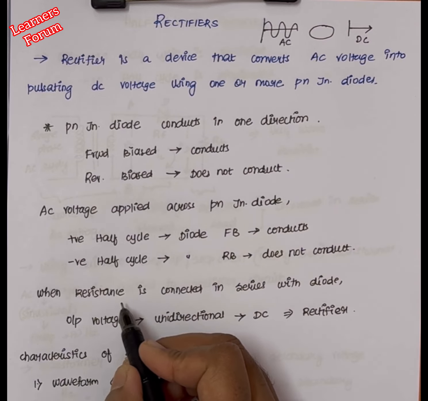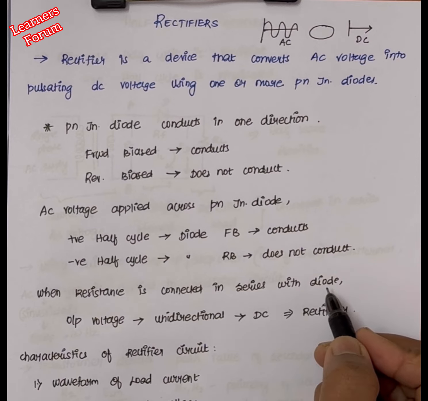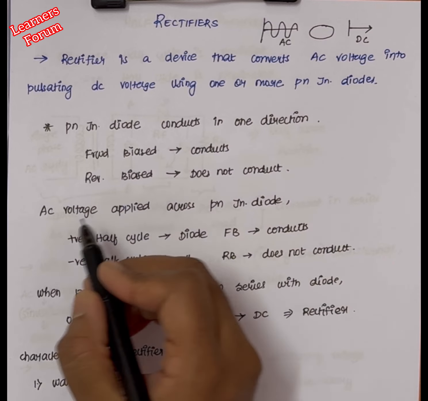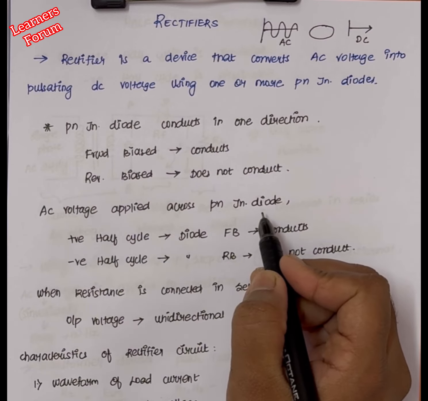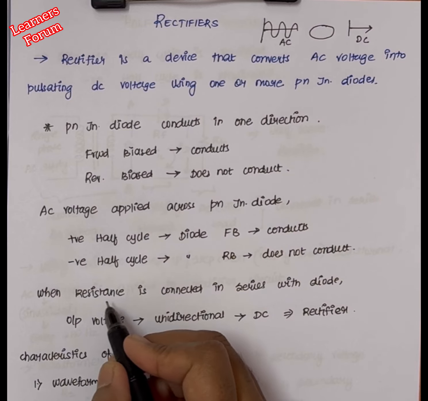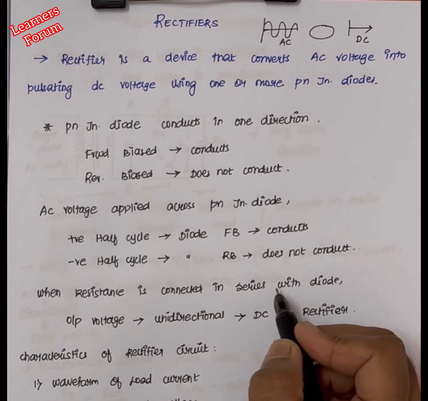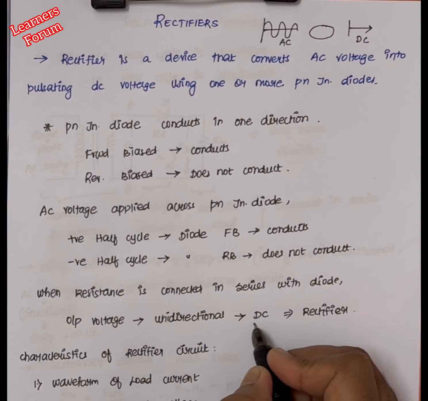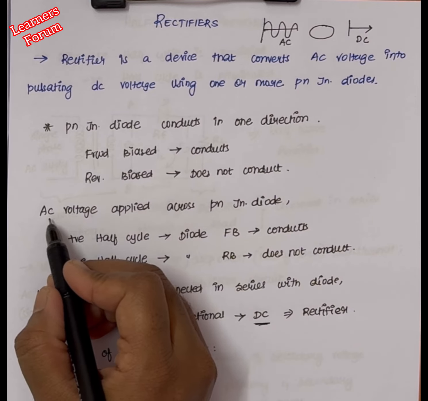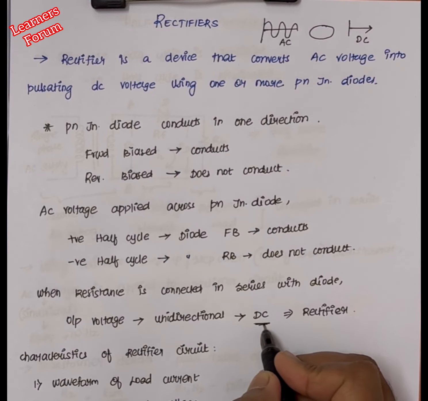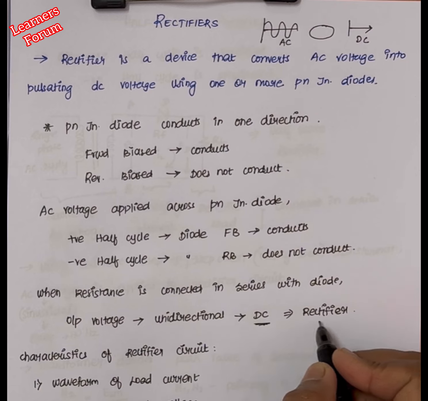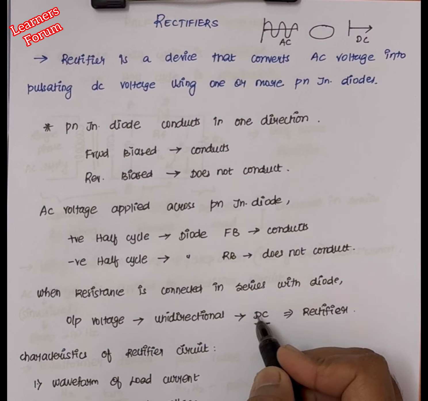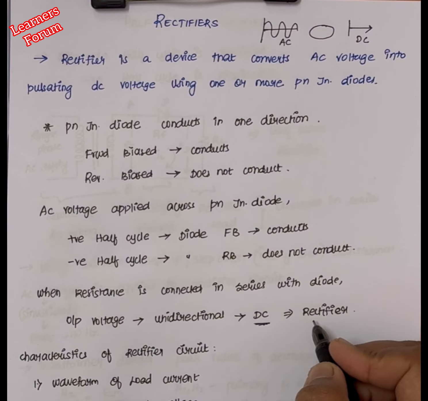So in this condition, a resistance is connected in series with the diode. First we saw the working operation of a diode. Then we saw what happens when an AC voltage is applied across the PN junction diode. And for the third condition, we are going to add a resistance in series with this particular diode. Under this condition, the output voltage will be unidirectional, which is nothing but the required DC. So here we have applied an AC voltage and that is converted into DC, which means this is the working operation of a rectifier. So a rectifier converts AC voltage into a DC voltage, where we have used a PN junction diode over here. So this is the basic operation.